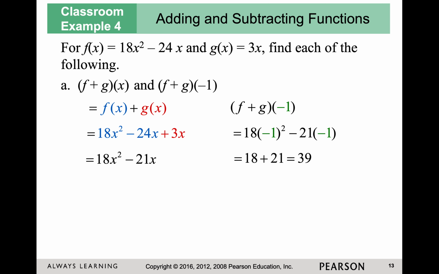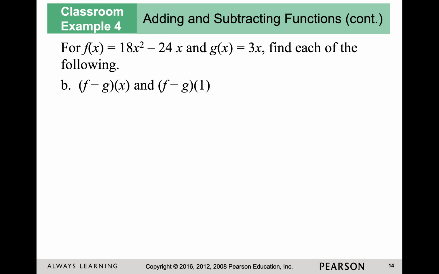Either way would work. And remember, when we plug in, we do that with parentheses, and then our Web 2.0 calculator will correctly calculate the answer. Here's another example, and this is a great one because I have subtraction. So I'm going to subtract the two functions, which means I would have to distribute the negative if I had more than one term in g of x. Then I'm going to combine my like terms.